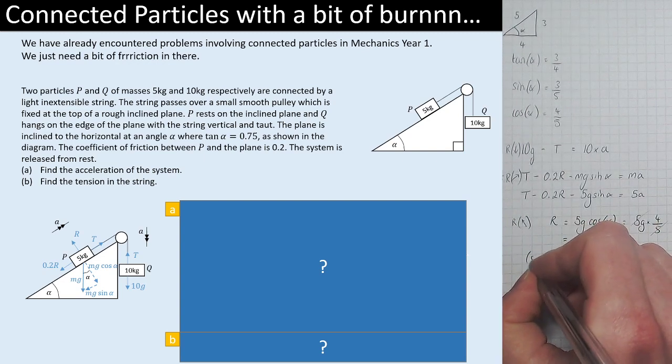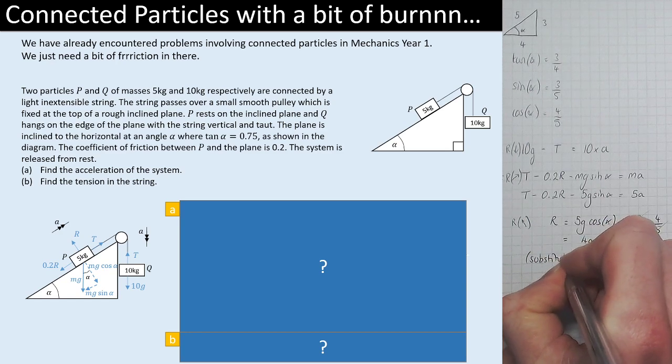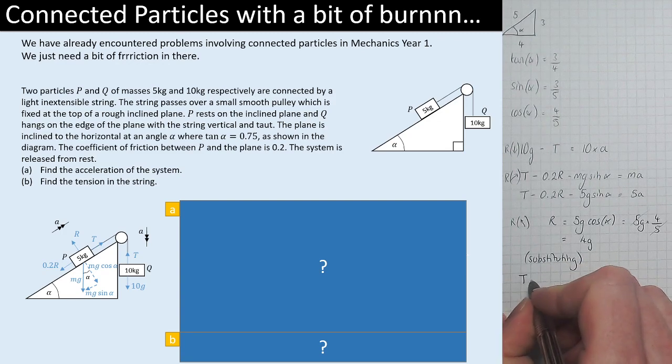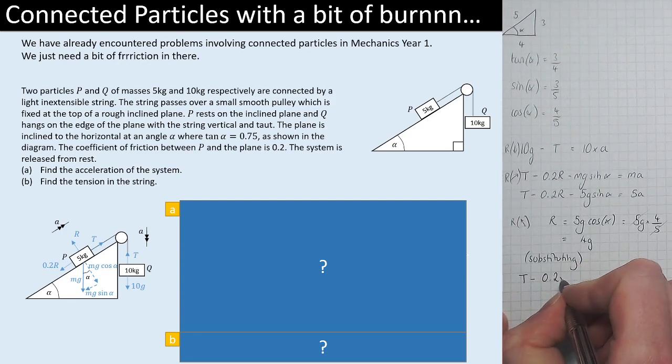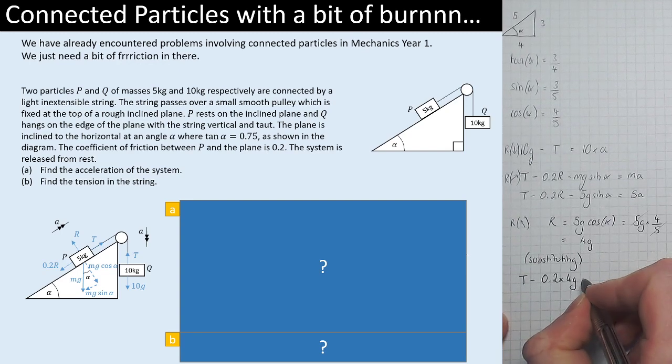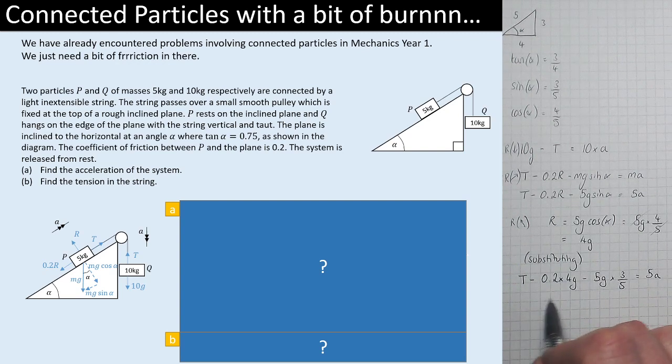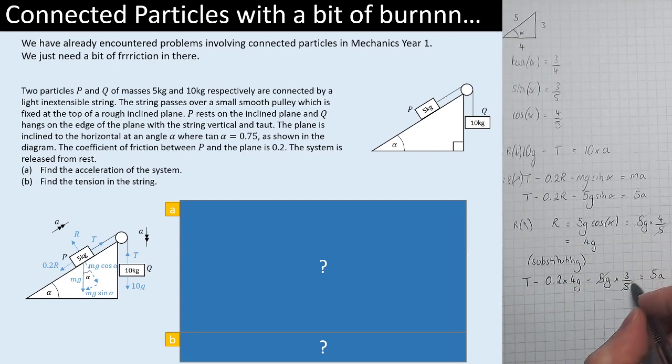So substituting, we have that T take away 0.2 times 4g, take away 5g times sine alpha, which is 3/5, equals 5a. Now, all of this stuff we can look to simplify. We could type that into our calculator and just get a number, but let's just do some practice.